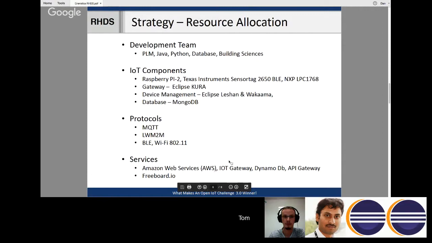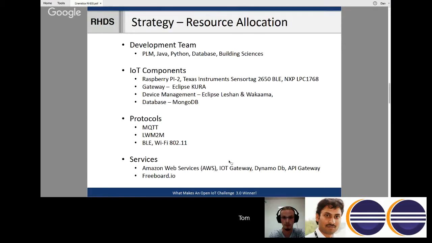In terms of our strategy, we had a development team of about 3 people. We had a little bit of product management, some software skills, some building science, and a little bit of electronics. In terms of the hardware, we based the system off a Raspberry Pi 2. We were using Texas Instruments SensorTags, CC2650s, which are basically 9 sensors in one. And we used an NXP microcontroller to house our Wakaama client for doing device management.